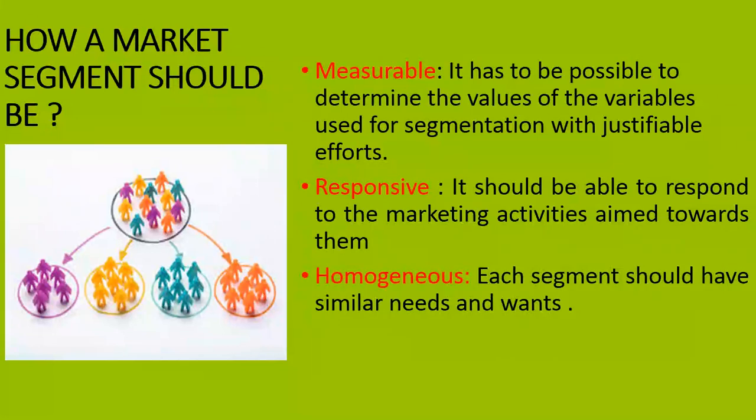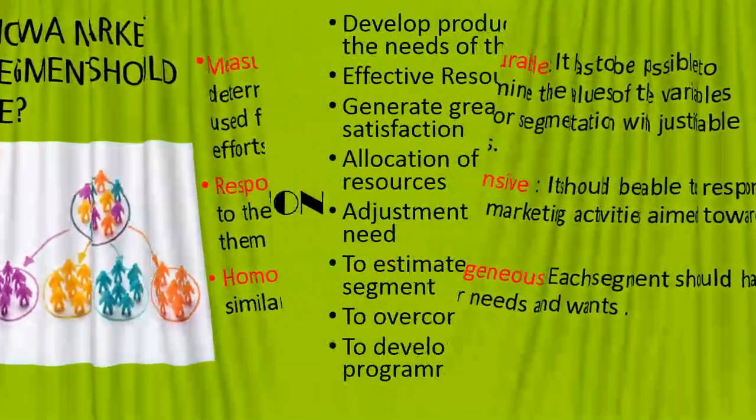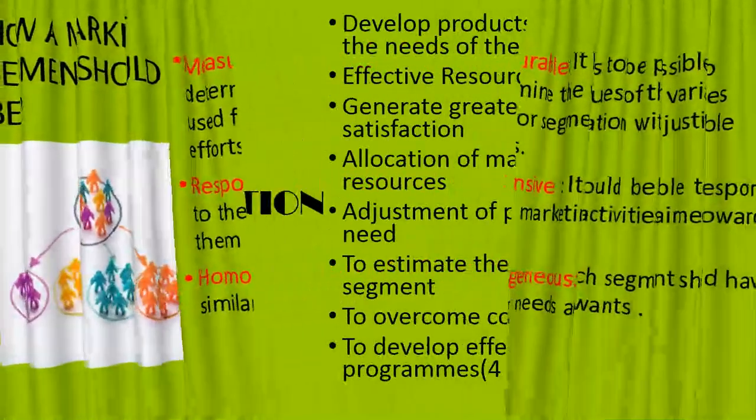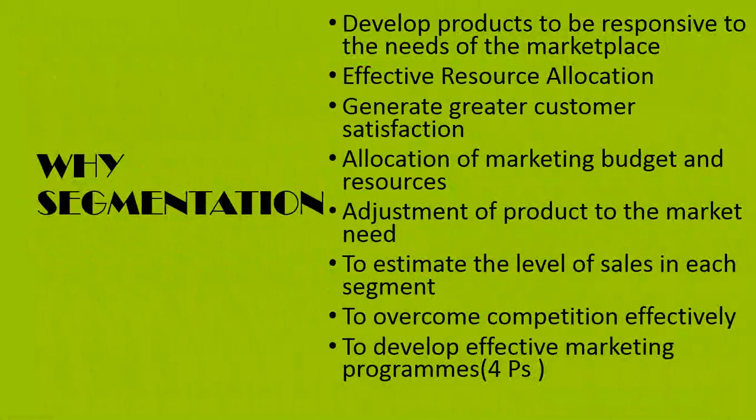It should be homogeneous so that it becomes easy for a marketer to plan similar strategies, because it will satisfy similar needs and wants, and this is very, very important in segmenting the market. Now, when we talk about market segmentation, the next question comes: why segmentation? What would happen if we do segmentation?